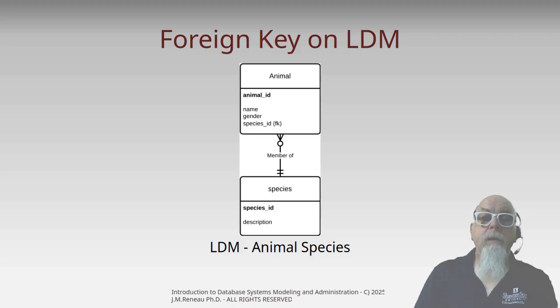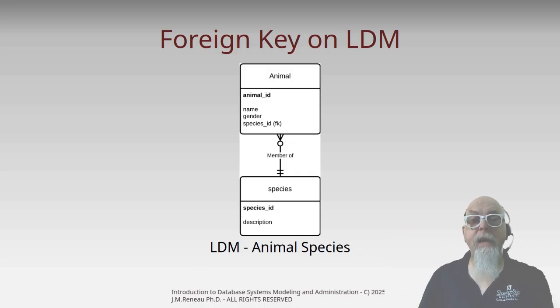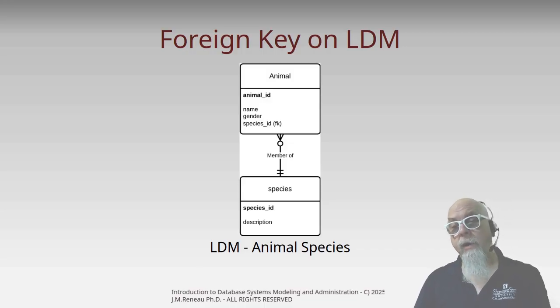If we go back to our animal species entities, we can see that I've added a new attribute to the animal table called species ID and marked it with the FK designation. So on the animal record, there will be the abbreviation for the species. And by using that abbreviation, we can then go down into the other entity, the species entity, and get the description that goes along with it.